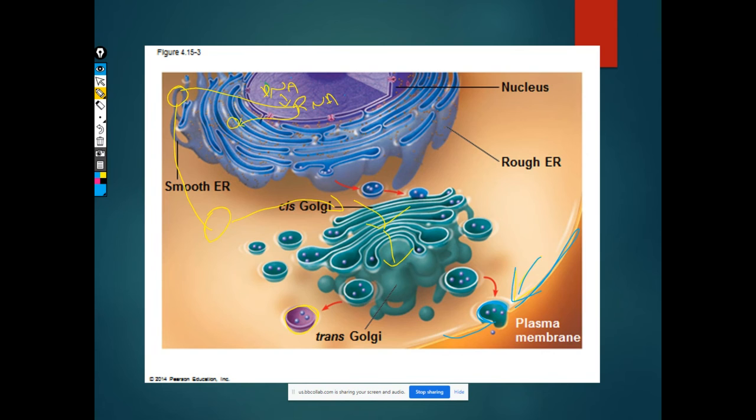Good questions. Anything else? Are all of the circles with the little dots in them transport vesicles? Correct. Those are all transport vesicles, and in this case, they're all just different options. At any point in the cell, there's more than one transport vesicle going on.